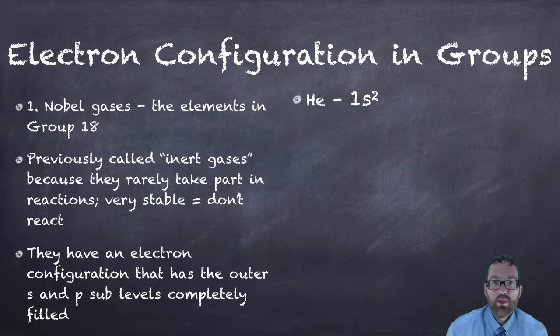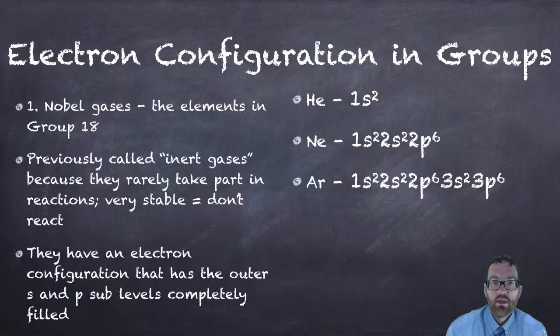So for example, we have helium, 1s2. It only has one sublevel, the 1s, and it can fit 2, and it has 2. It's filled. Here's neon, 1s2 2s2 2p6. The outer, second principal energy level, the 2, has an s and a p sublevel that are completely filled. The s can hold 2, and it has 2. The p can hold 6, and it has 6.